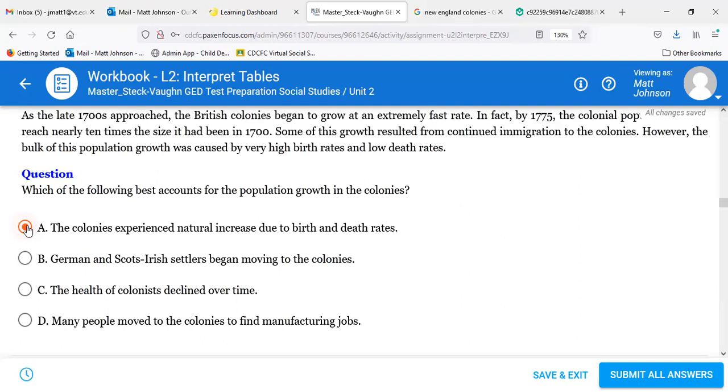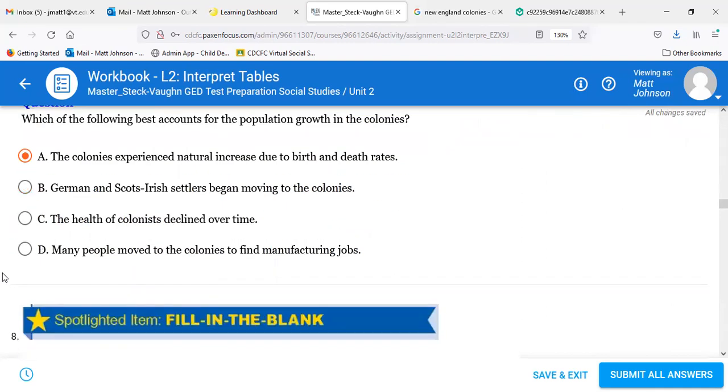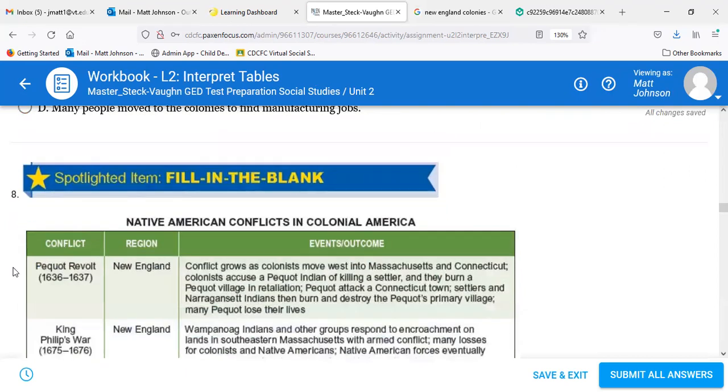We don't really talk about German and Scotch-Irish. We don't talk about the health declining. And people moving to the colonies to find manufacturing jobs? Well, this predates the Industrial Revolution, which I'm sure we'll talk about down the road here. But there's no mention of manufacturing jobs or anything like that in the text. So A is our answer there.